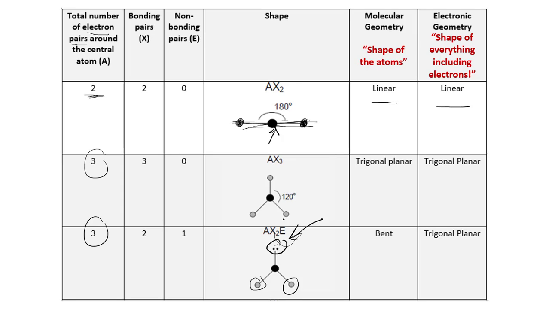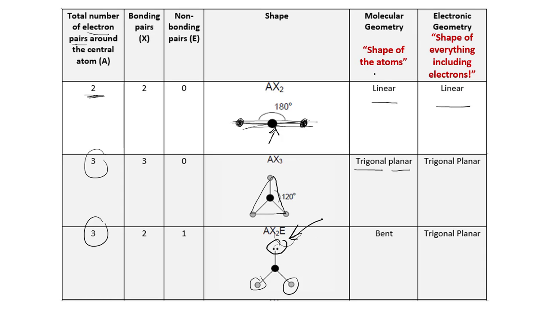And so when you have three things around the central atom, if we look at the shape of everything, including electrons, it looks like a triangle that is all in the same plane. Okay, so we're looking at just that. And so the shape of the atoms is the same because there's no lone pair. So the shape of all three things forms a triangle, trigonal, that's all in a plane like a sheet of paper, and so it's trigonal planar.